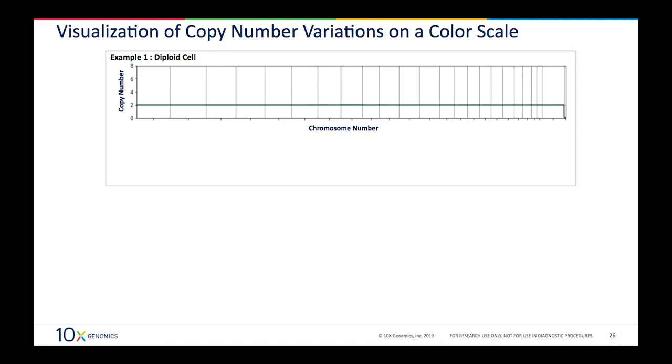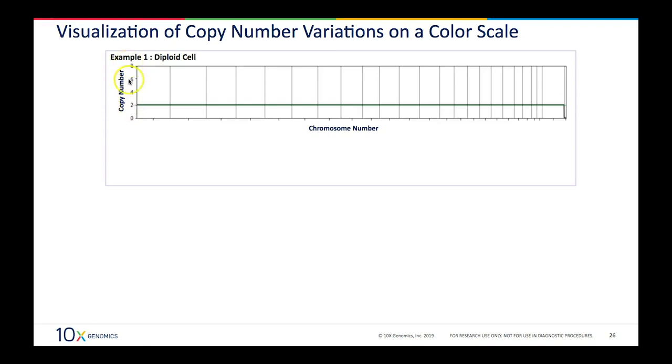Before I go into the visualization tool, I'm going to show you how we can visualize the copy number variations on a color scale. So I would like to take an example of a cell that is a diploid cell, and that has what is considered a normal copy number of DNA. Each window you see here is a chromosome going from 1 to 22, an X and Y. And you can see here on the Y-axis the copy number.